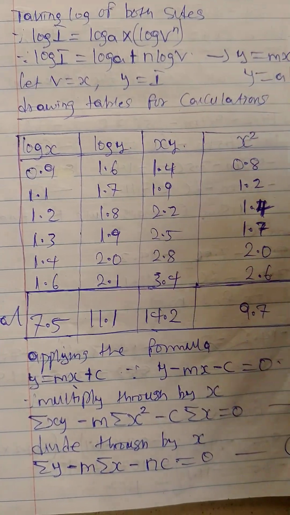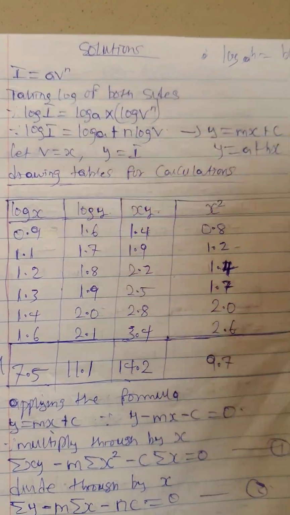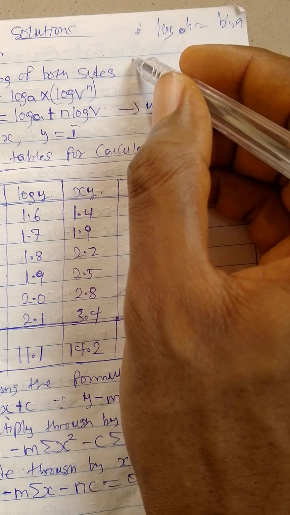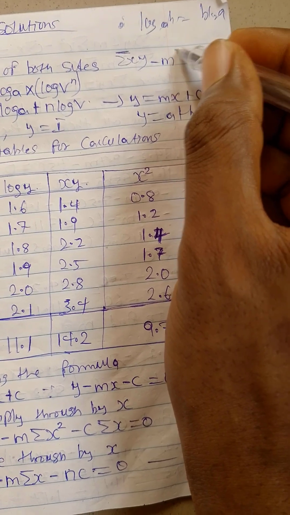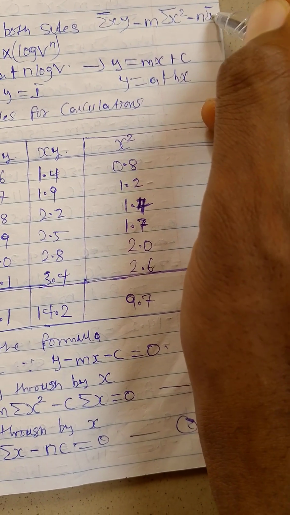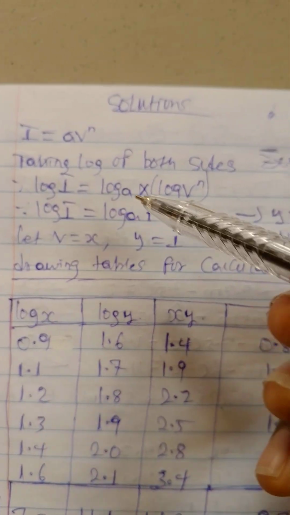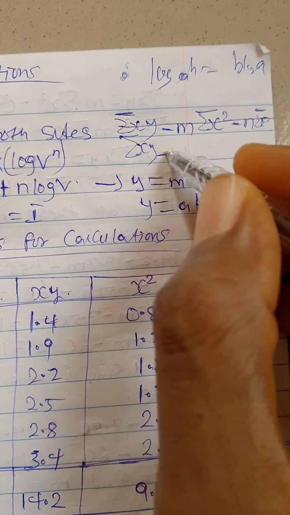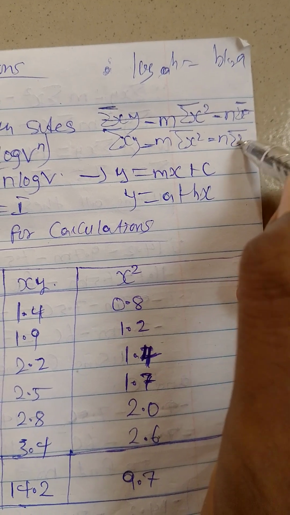You know that whenever you are given this, the formula used to solve any coefficient in this form is always in the form of: sigma xy minus m sigma x squared minus n sigma x is equal to 0.